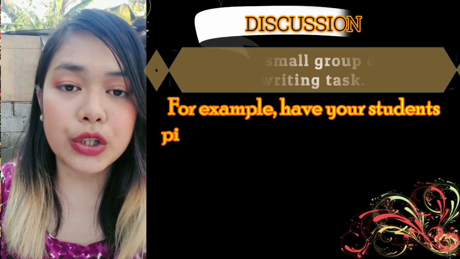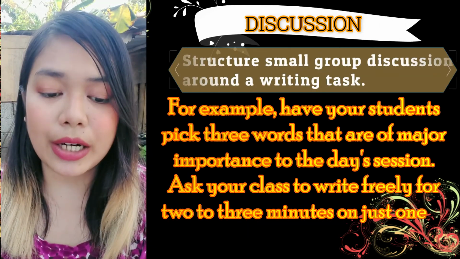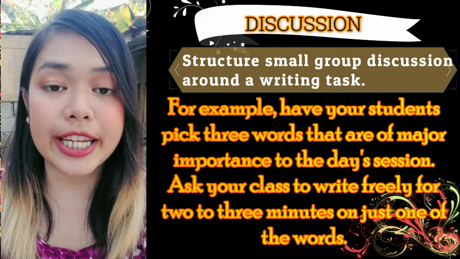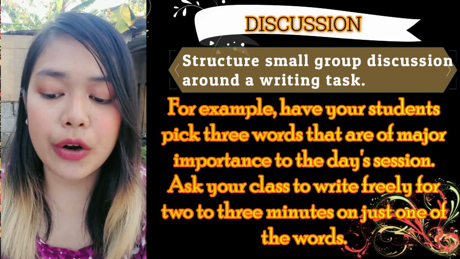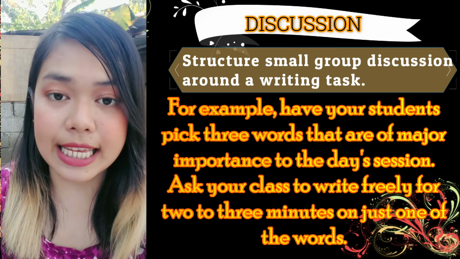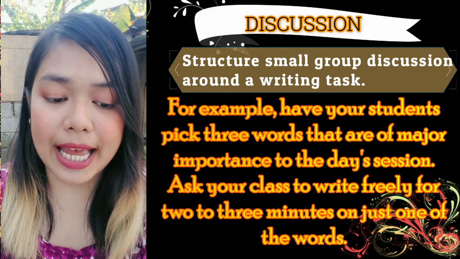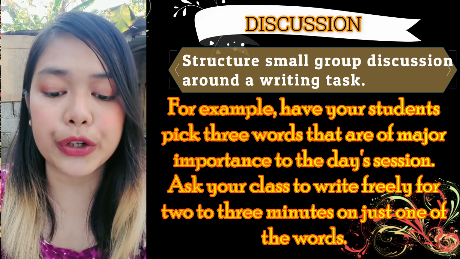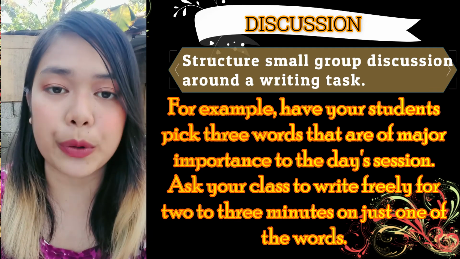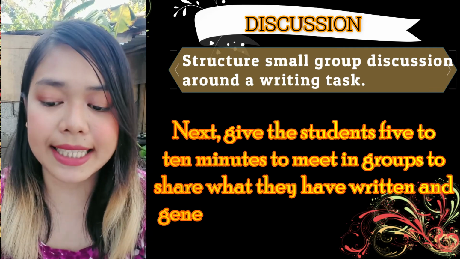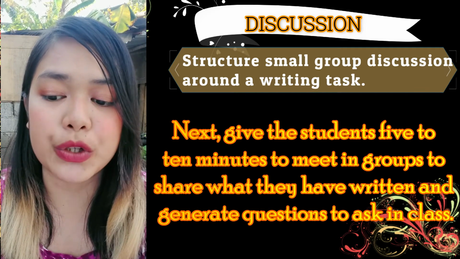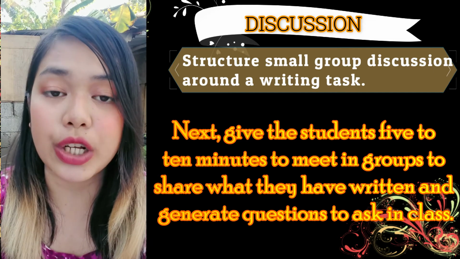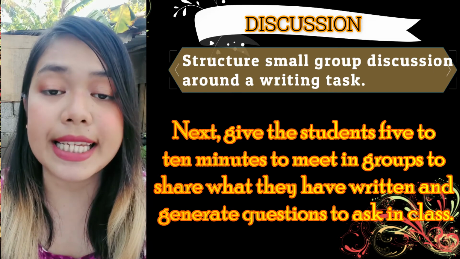Structure small group discussion around a writing task. For example, have your students pick three words that are of major importance from the day's session. Ask your class to write freely for 2 or 3 minutes on just one of the words. Next, give the students 5 to 10 minutes to meet in groups to share what they have written and generate questions to ask in class.